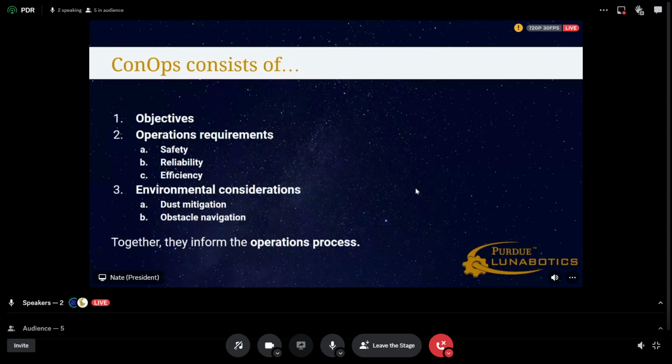The second part is operations requirements, so basically what do we need in order for the robot to operate? We need a robot that can operate safely, like no maiming people, reliably, we don't want it to break down in the middle of a run, and efficiently, we don't want it to take a really long time doing something and then not be able to continue. The third part is environmental constraints, so dust mitigation. Too much dust in the robot is not going to be helpful. And then obstacle navigation so it doesn't get stuck during a run. All 3 of these together are what fits the concept of operations.